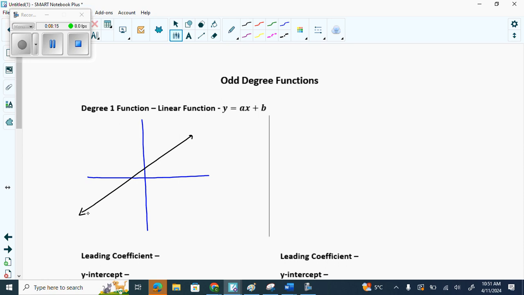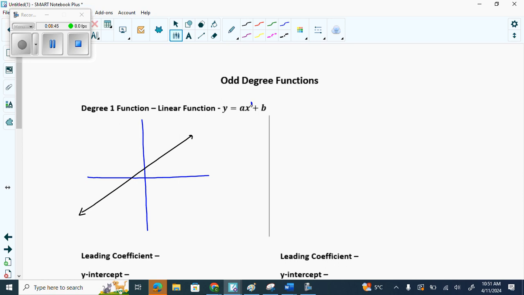All right. In grade 10, we talked about these as y equals mx plus b. We don't use m's in grade 12 because we're going to use linears, quadratics, and cubics, and they're all going to have leading coefficients with an a. Okay? But this right here, this is a degree 1 function. Very important. Why is it a degree 1 function? Because the largest exponent is a 1. Hence degree 1 function. Okay?